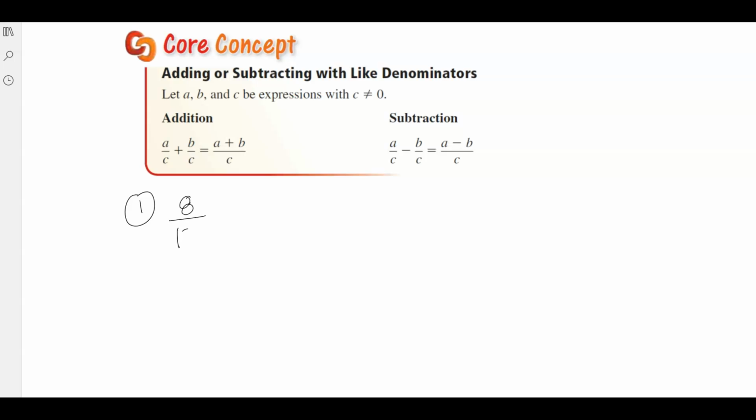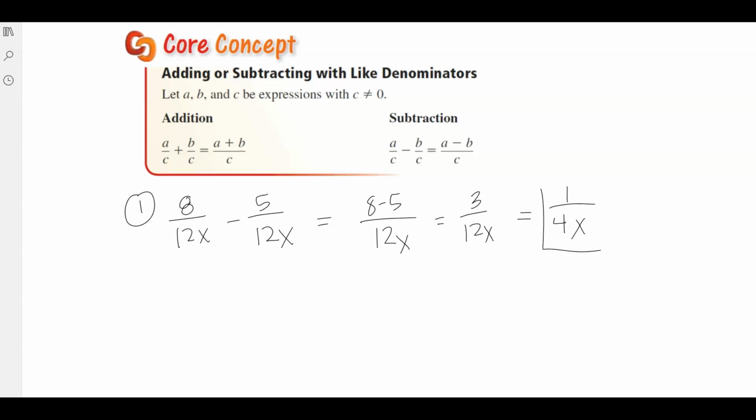So 8 over 12x minus 5 over 12x. So when they're the same, you don't have to multiply by anything. So then it would just be 8 minus 5 over 12x, which is 3 over 12x. And then you see if you can simplify. So 3 over 12 becomes 1 over 4, and then the x still stays in the bottom.